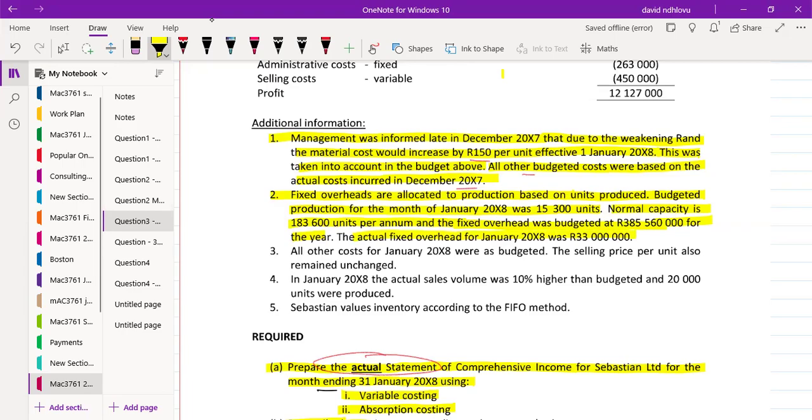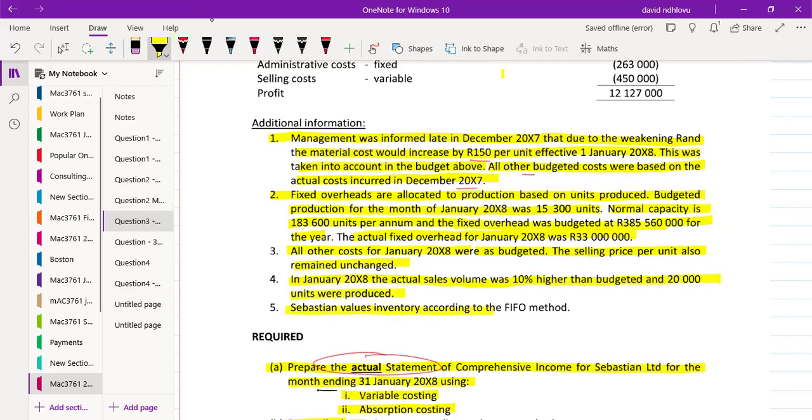So we are being given information concerning the fixed overhead. We are given the budgeted production for the month, which is 15.3. We are given normal capacity and what have you, but we are interested more in the actual figures. All the other costs for January were as budgeted. The selling price per unit also remained unchanged. In January, the actual sales volume was 10% higher than the budget, and 20,000 units were produced.